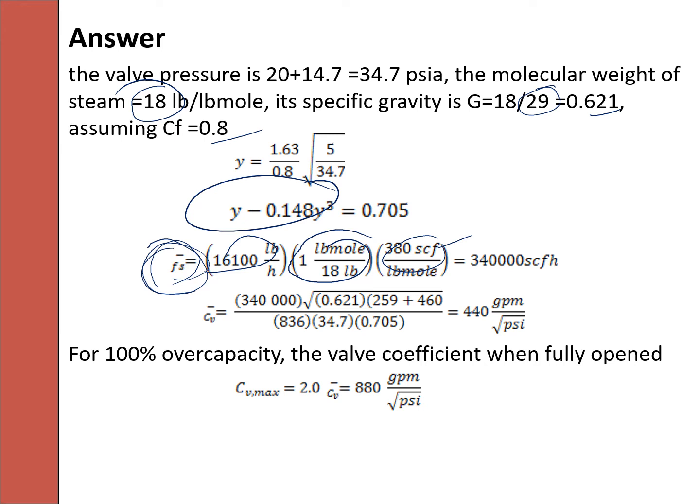So the unknown inside the Fs formula just now is CV, so we rearrange the equation and we obtain the value of CV as 440. As mentioned inside the question, the over capacity is 100%, so we can use the factor 2 to calculate the CV max. The CV max, you just multiply by 440, and we will get 880 gallon per minute over square root psi.